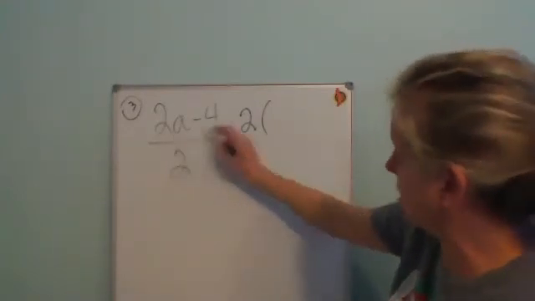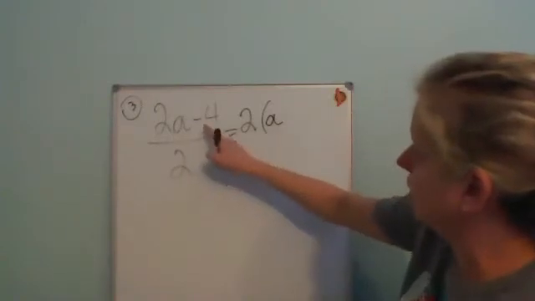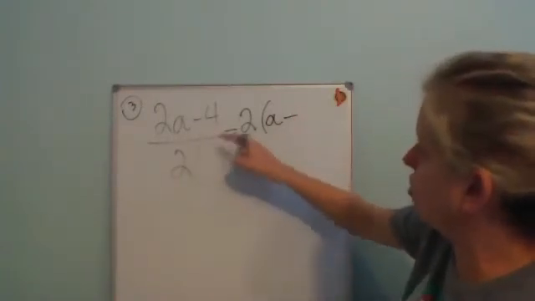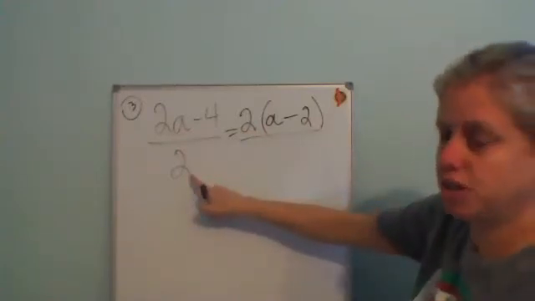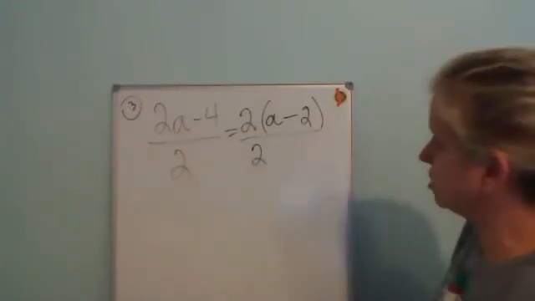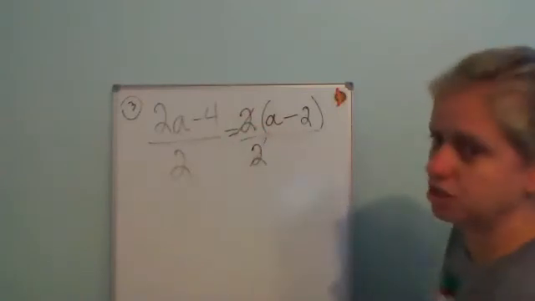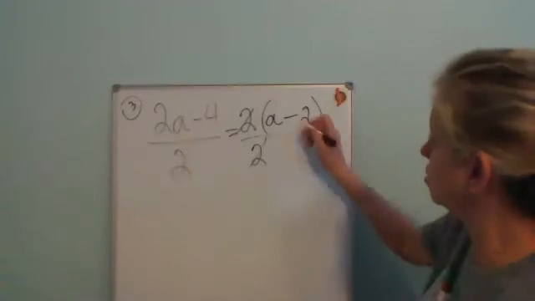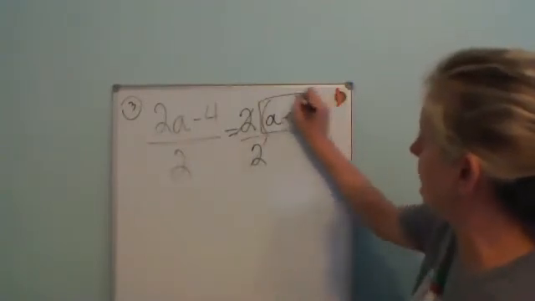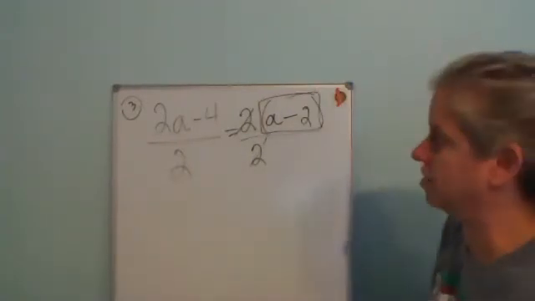So if I divide this by 2, I'm just left with the a, minus, if I divide the 4 by 2, I'm left with 2. I still have a 2 in the denominator. So once I do that, the 2's will cancel each other. This 2 over this 2 will reduce to 1. So all you're left with is this a minus 2 as your final answer.